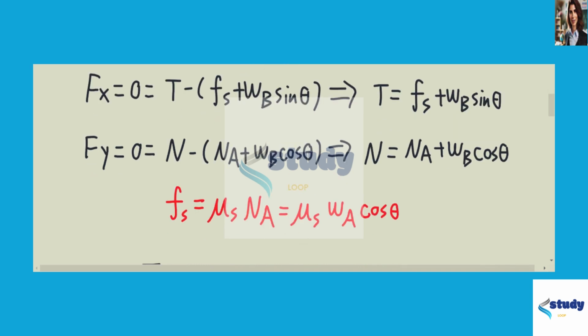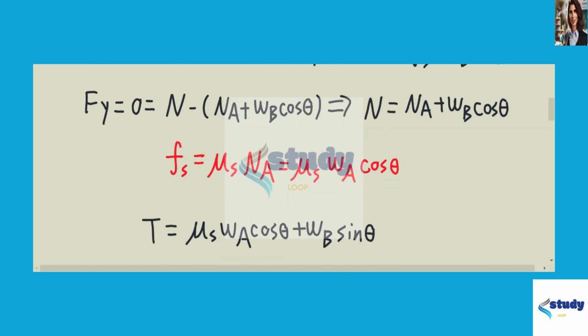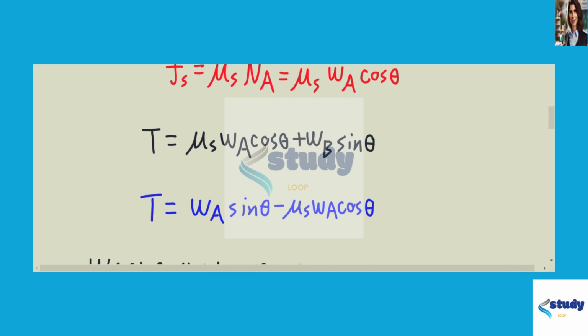So therefore, we know the static friction is equal to mu S NA, okay? Since there's no coefficient of the friction between the block B and surface, okay? So therefore, Fs can be equal to mu S WA cosine theta. If we plug in back to the equation, we have tension T is equal to mu S WA cosine theta plus WB sine theta. And remember, the tension in block A is equal to WA sine theta minus mu S WA cosine theta. And we know these two tensions are equal to each other.